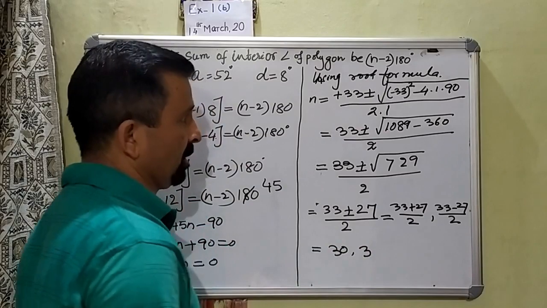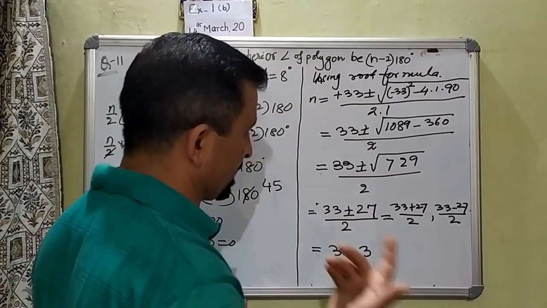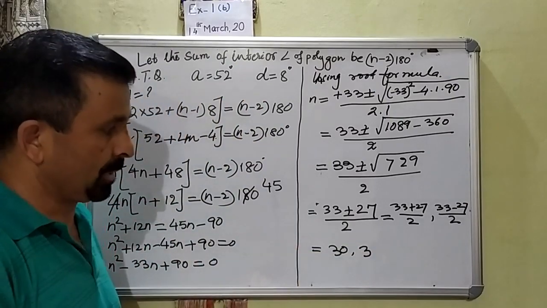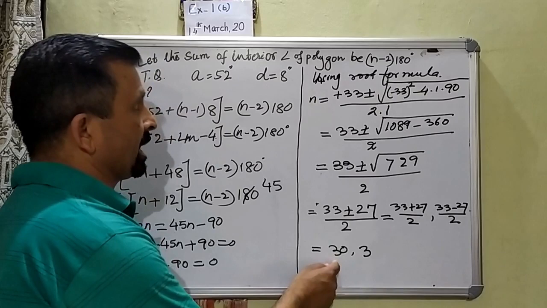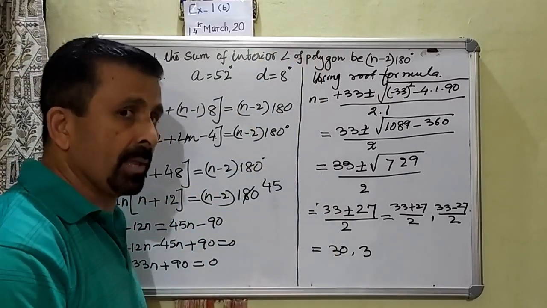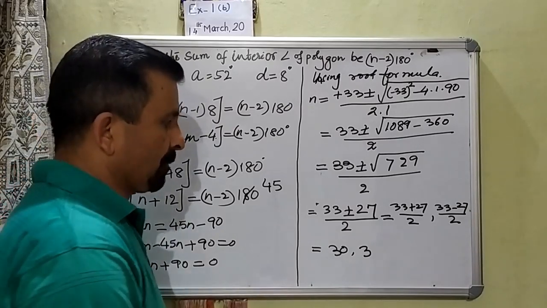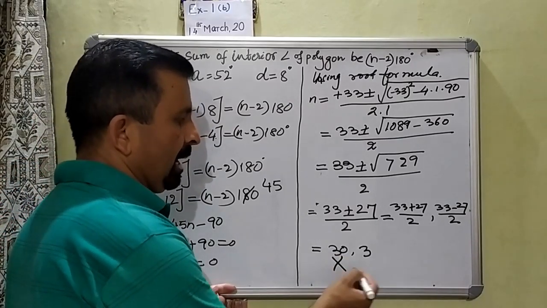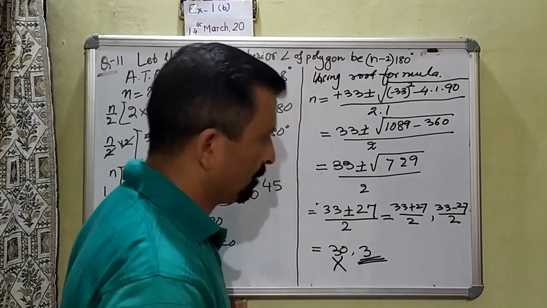So we got two options now. The possibility is that there could be 30 sides or there could be 3 sides. But if we assume that there are 30 sides of this polygon, then the last angle is becoming very big, which is a reflex angle, and that is not practically possible. Therefore, this answer will be rejected, and so the final answer is there will be 3 sides of that polygon.